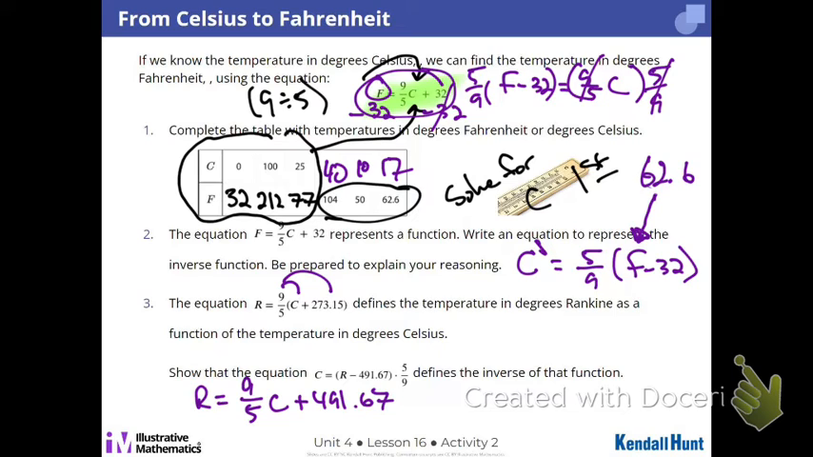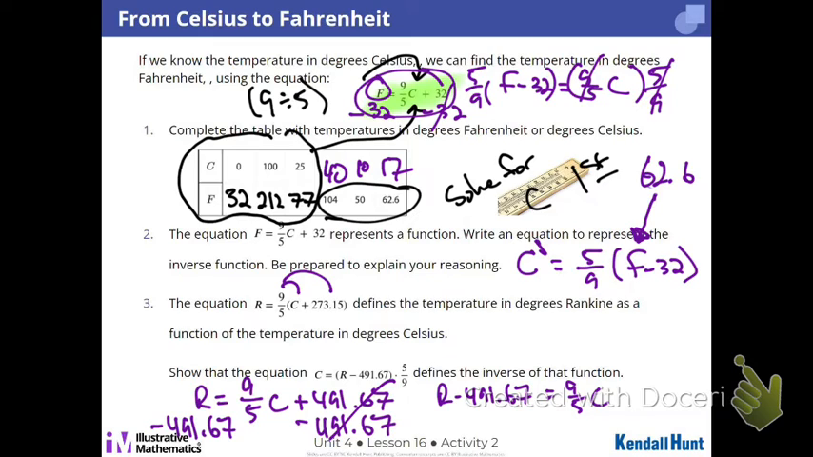And if I'm getting the inverse, instead of R equals, I'm looking to make it C equals. Everybody see that general idea? Wait, what did you get, 491? It's 9/5 of 273.15. You can use your calculator, okay? So now if I'm trying to get C alone, the next thing I have to do is subtract 491.67. And that leaves me with R minus 491.67 equals 9/5 C.